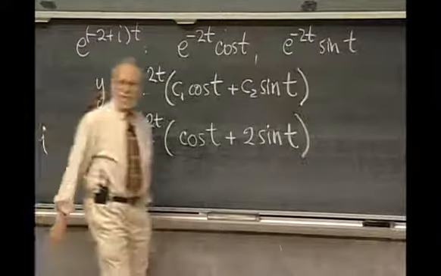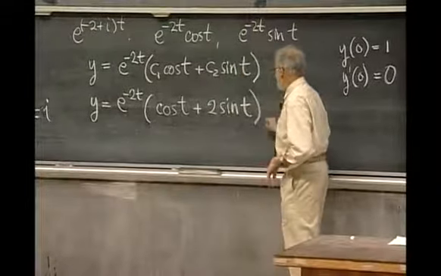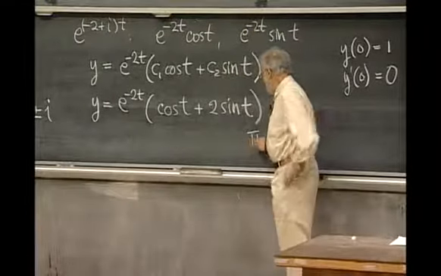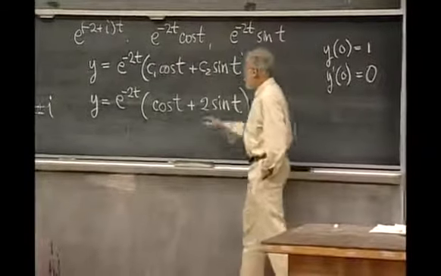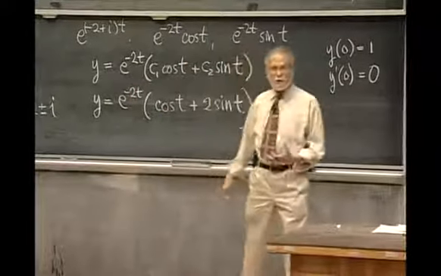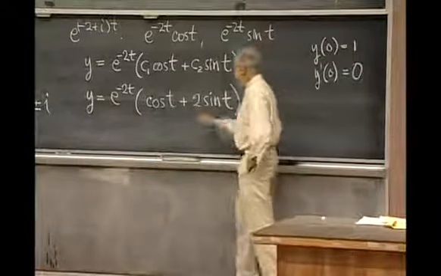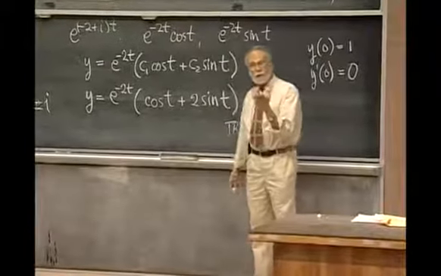Okay, I want to know, but what does that look like? Well, use that trigonometric identity. The e to the negative 2t is just a real factor which is going to reproduce itself. The question is, what does cosine t plus 2 sine t look like? What's its amplitude as a pure oscillation?